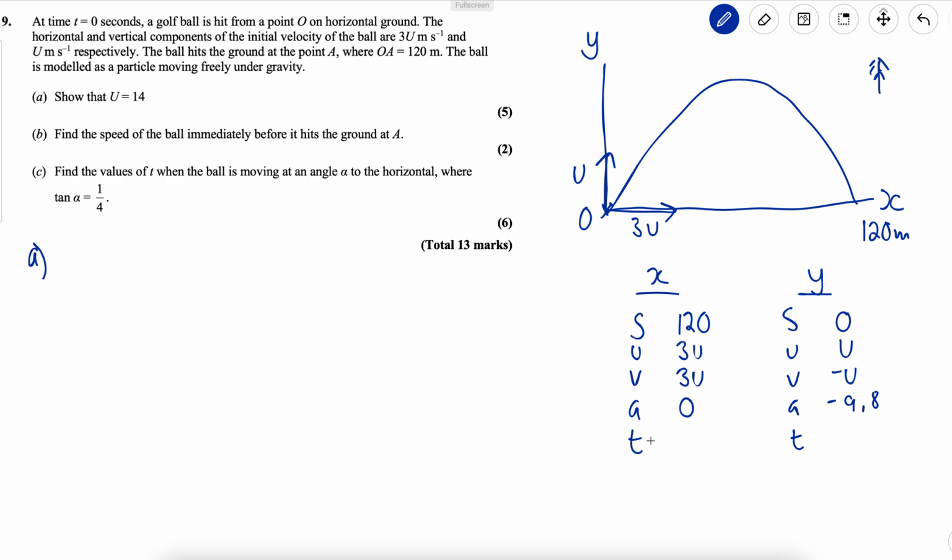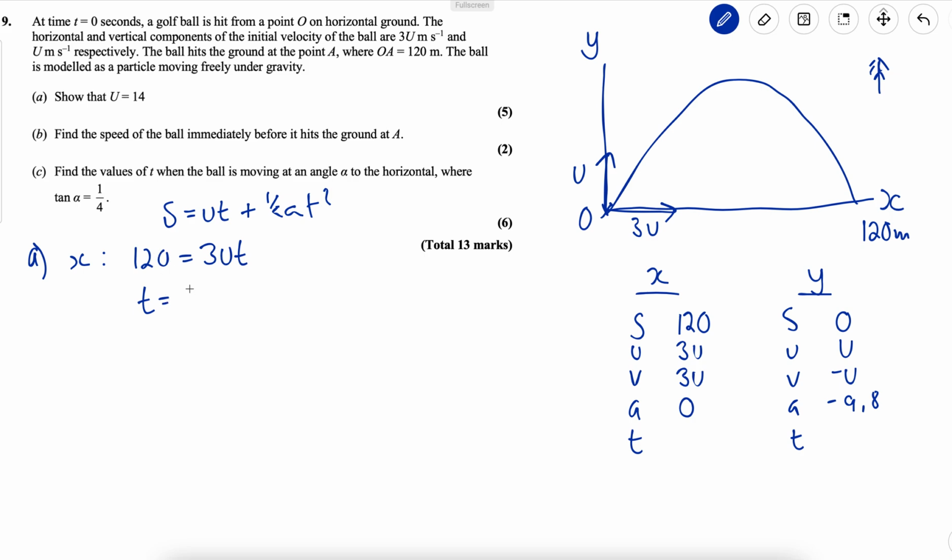Now, because there's no t here, if I try to use v squared equals u squared plus 2as, I end up with 3u equals 3u for this, which is useless. And I end up ruling out u for this one, so that's also useless. So I'm going to use s equals ut plus half at squared. It's not the only way to do this. So in the x direction, 120 equals 3u times t, and t I don't know. I'm going to rearrange this for t.